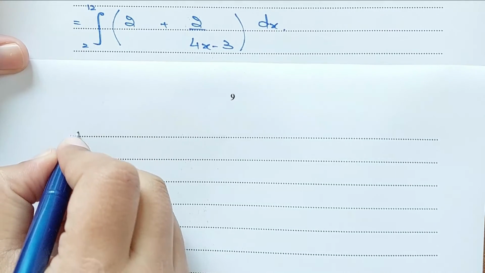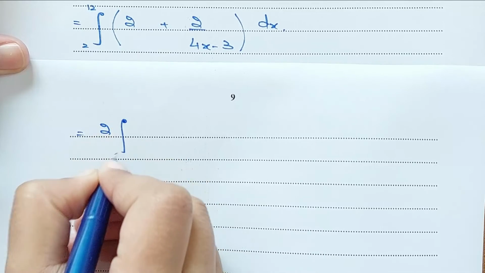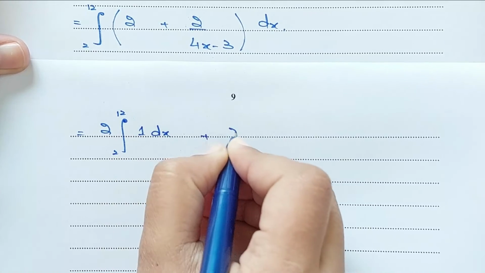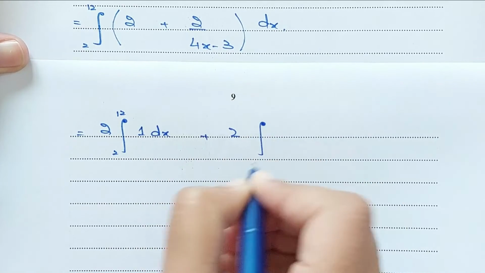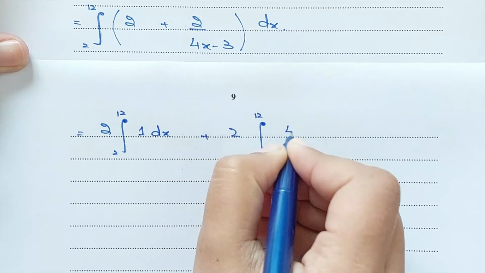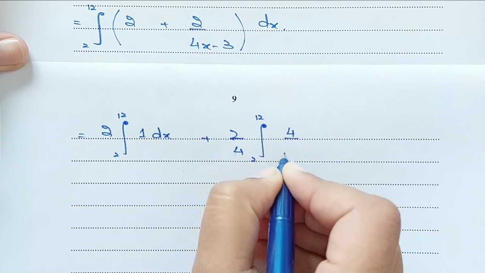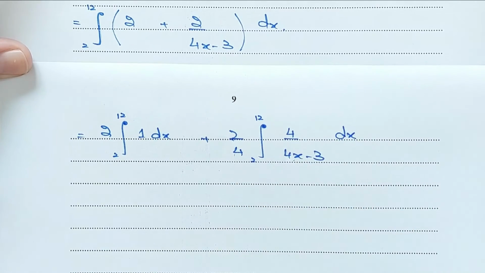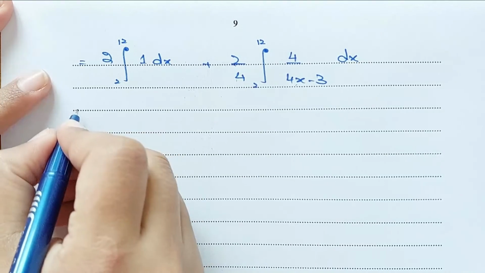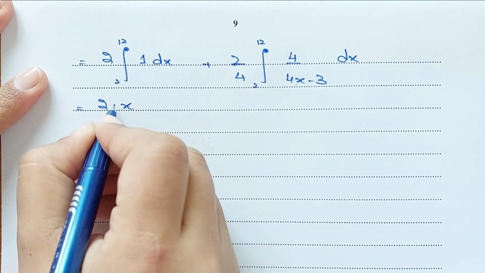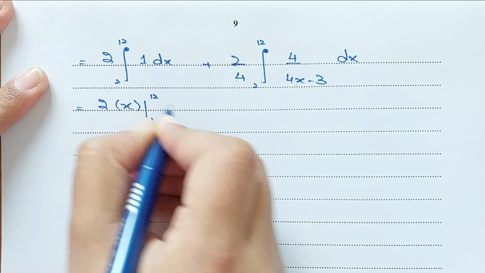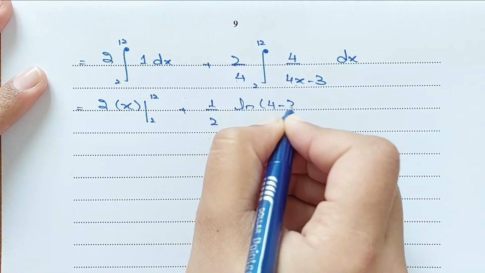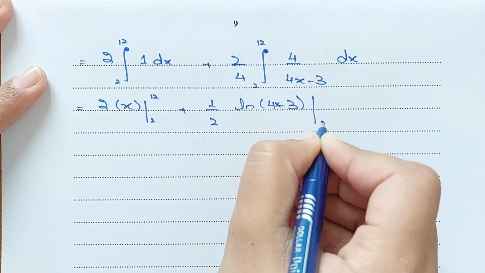Now let me integrate this function. So 2 is outside, the integral from 2 to 12 of 1 dx, plus 2 is outside, the integral from 2 to 12 of 1 over 4x minus 3. The derivative should be complete, so 4 is multiplying and dividing over 4x minus 3 dx. The derivative of 4x minus 3 is 4, which is complete in the numerator. Okay, so we have 2x from 2 to 12 plus 1 by 2 ln of 4x minus 3 from 2 to 12.